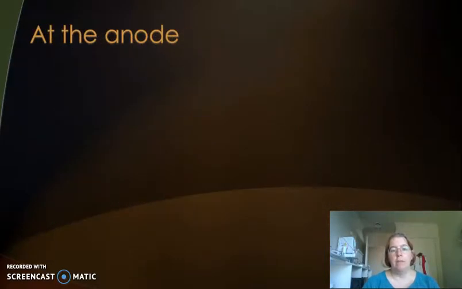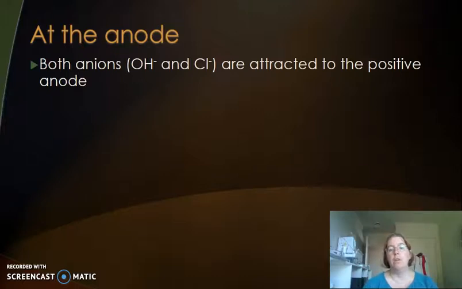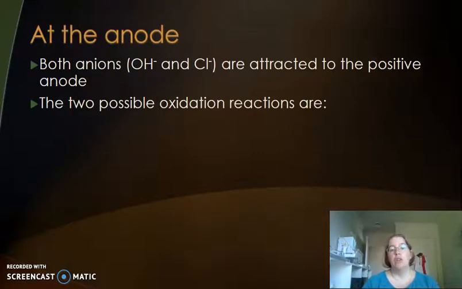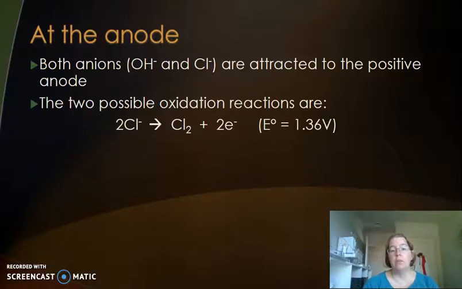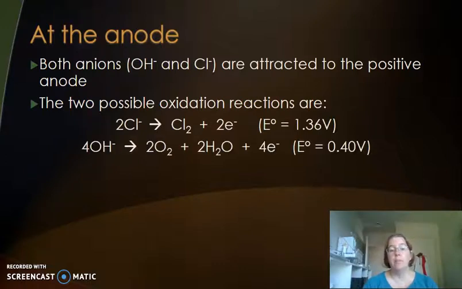Firstly, we have the anode, and at the anode, both hydroxide ions and chloride ions are going to be attracted to the positively charged anode. There are two possible reactions that could be occurring in that case. Obviously, at the anode, oxidation occurs. So we could have our chloride ions being oxidized to form chlorine gas, and we could have our hydroxide ions being oxidized to form oxygen gas. Both of those could be happening. And what I've provided you with is the standard reduction potentials for the reverse reduction reactions.